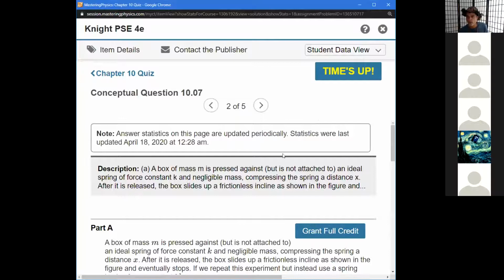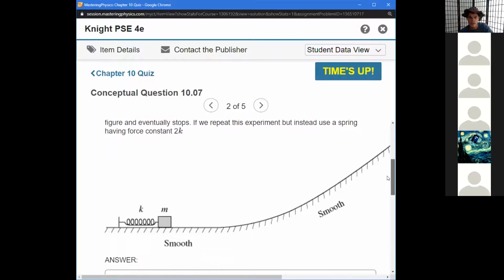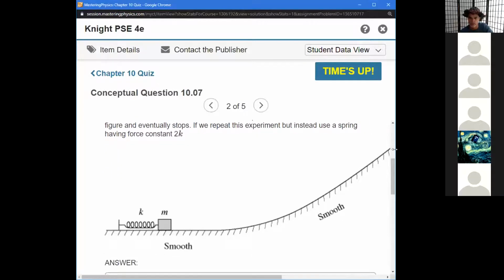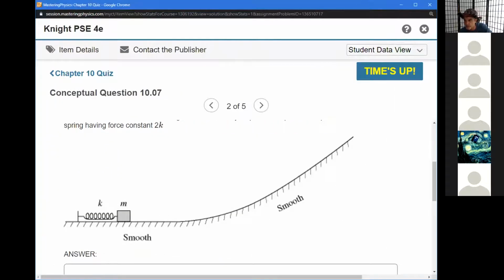Can you see this chapter 10 quiz question? Somebody, can you guys see this one? Yes. Okay. Is this the one you had a question on? Yeah. Okay.